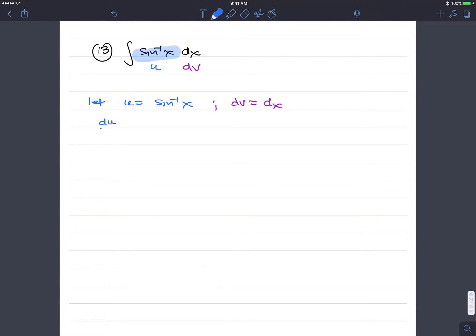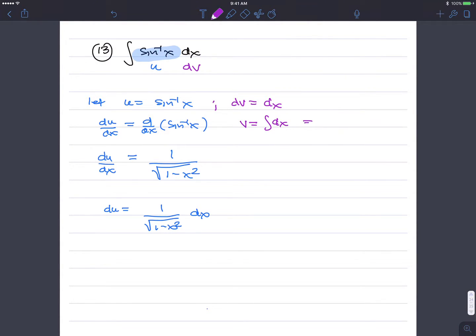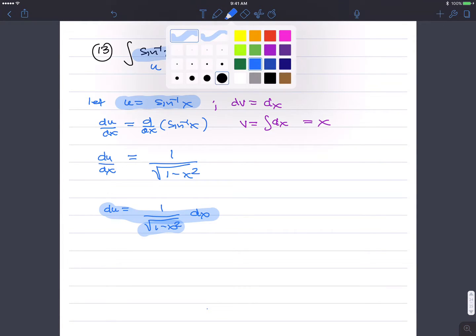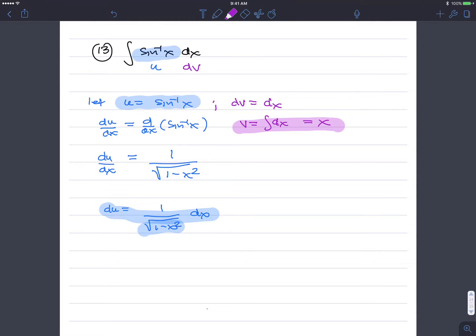Now if u is inverse sine, du dx will be the derivative of that inverse sine. The derivative of inverse sine is 1 over the square root of 1 minus x squared. And this is my du dx. So that du becomes equal to 1 over the square root of 1 minus x squared dx. Well, v will be the antiderivative of dx, which is just x. So if u is inverse sine, du is what we have here, and v is simply x. We're going to use our integration by parts, meaning the integral of u dv is uv minus the integral of v du.